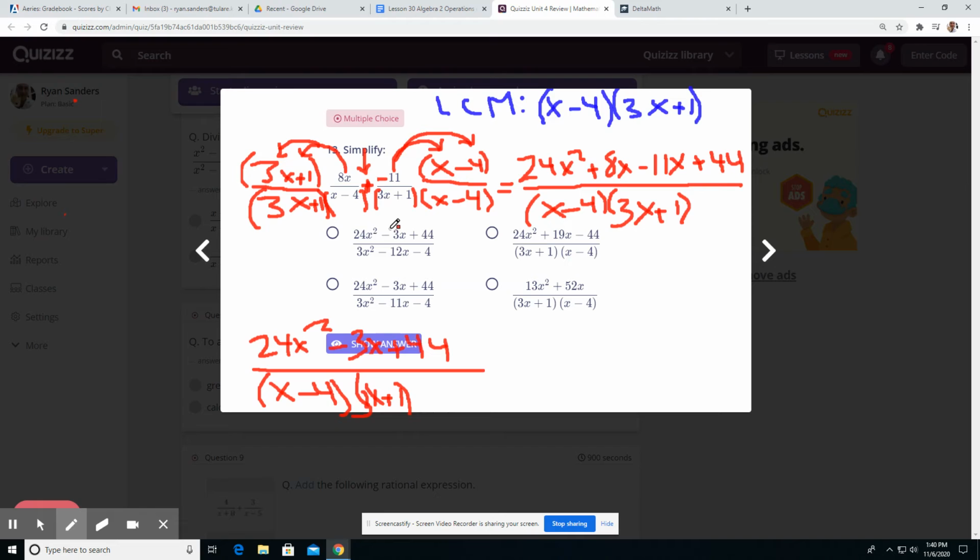What about this one? 24x squared minus 3x plus 44. 24, okay, so it's not these. It has to be one of these two, so they want us to multiply this out. This is not easy to multiply, so I don't do this one with my trick because of that 3 in front. So just take the time, do your generic rectangle like we've practiced.